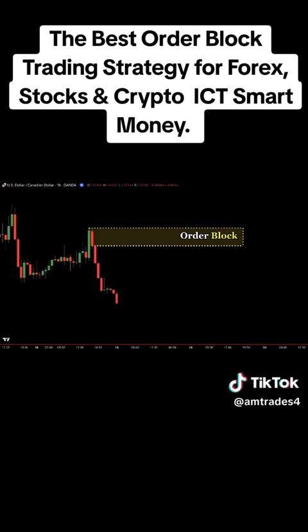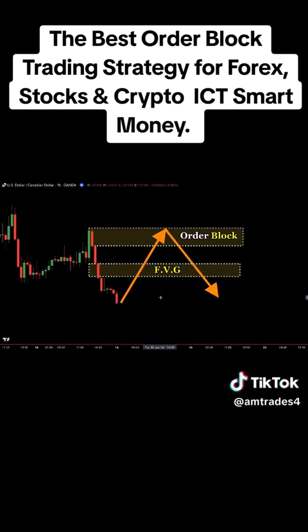The answer is simple. An order block creates an imbalance in price. In this case, you can clearly see a fair value gap left behind. When this happens, the market is very likely to retrace, fill in that imbalance, and then reject the order block. That rejection is where we look for our entry. So after spotting the order block, we don't jump in right away. We wait for the pullback.